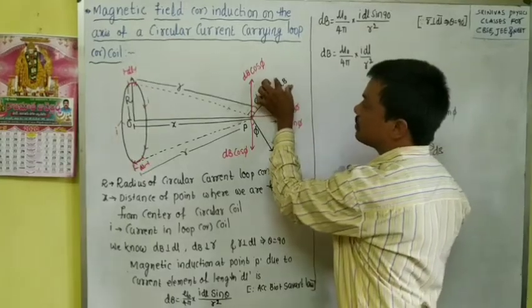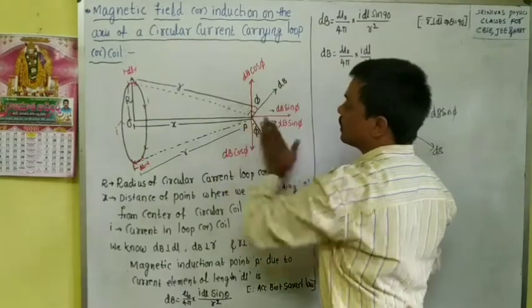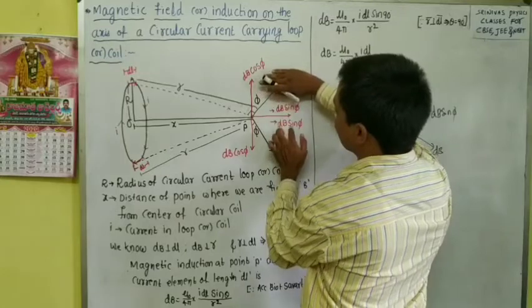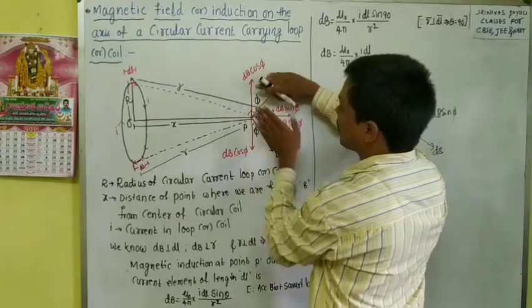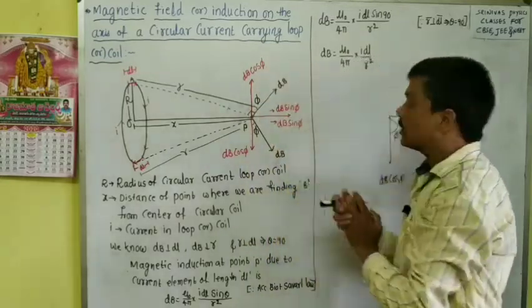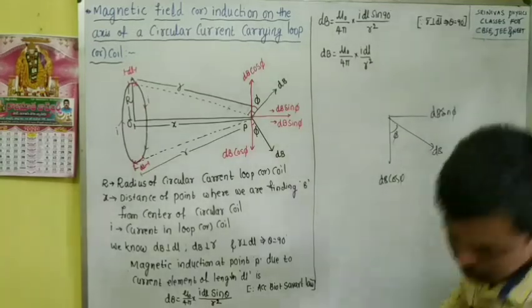These are the dB classified into components. This dB is not there now. Only dB sin phi will be there; dB cos phi are cancelled. Now I want to find the net magnetic induction. Then how to find it?